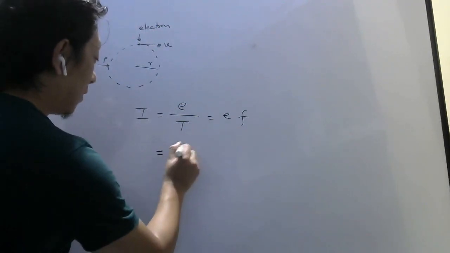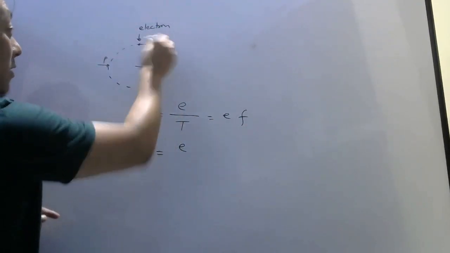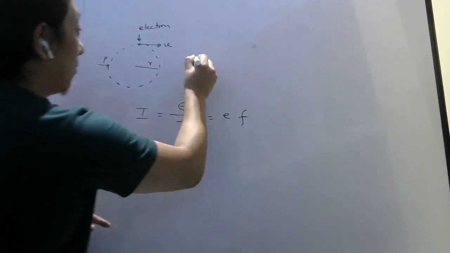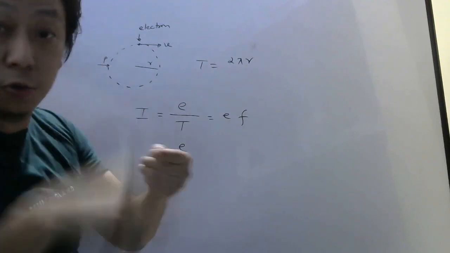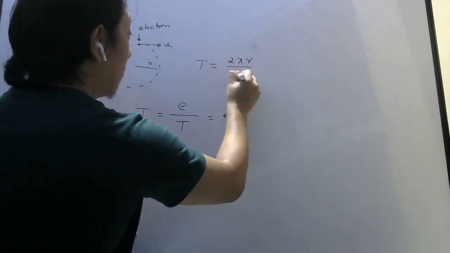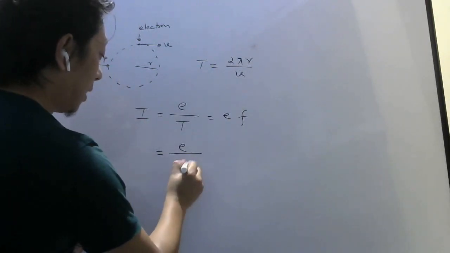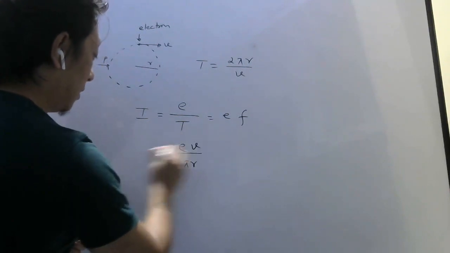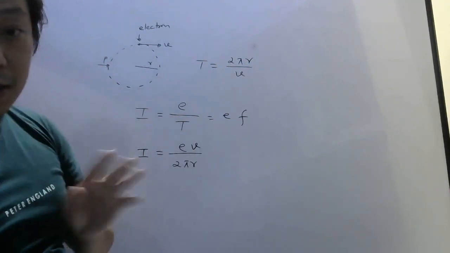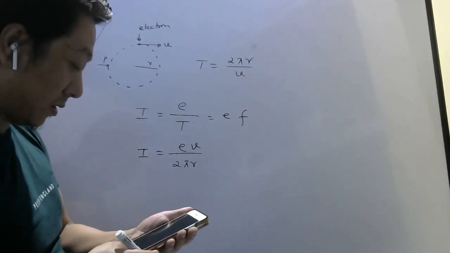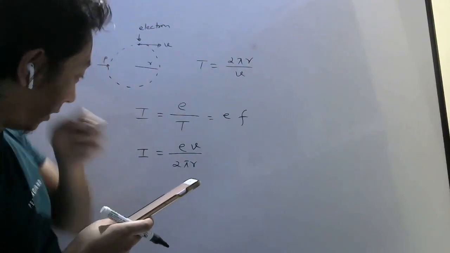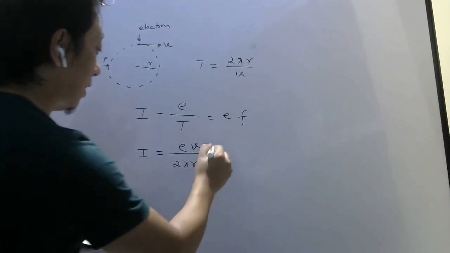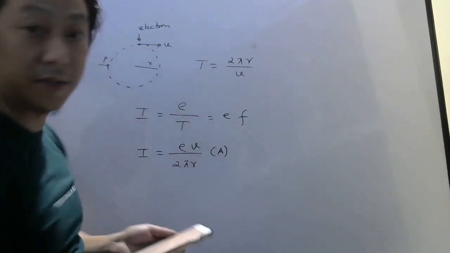But here they have given you the radius and speed. So what will be the time taken for one revolution? Distance covered in one revolution is 2 pi r, speed is v. So it will be 2 pi r divided by v. So this is the current in terms of given quantities. So which will be the right answer? e v by 2 pi r, option A. Quite a simple question, right?